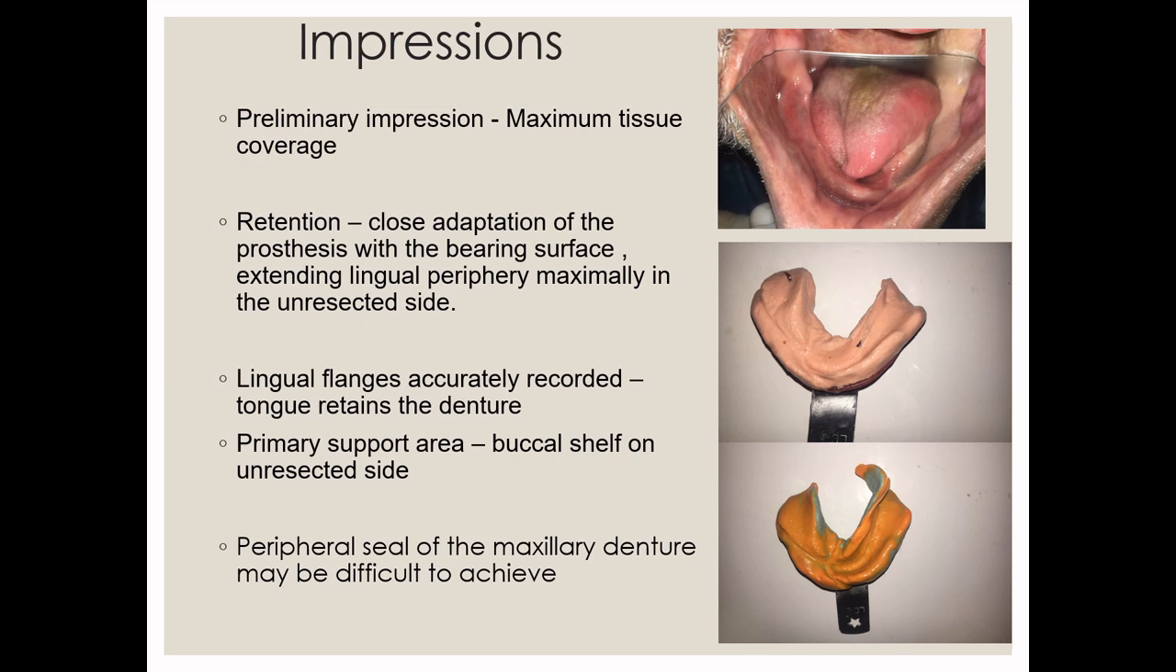unresected side. Next, the peripheral seal of the maxillary denture may be difficult to achieve in cases where there is deviation of the mandible, because here the anterior border of the ramus and the coronoid process may come in close apposition to the maxillary tuberosity because of the mandibular deviation, and that happens on the non-resected side. So, in such cases, when the maxillary impression is molded, the extension of the denture around the tuberosity is compromised, and this will interfere with the peripheral seal.